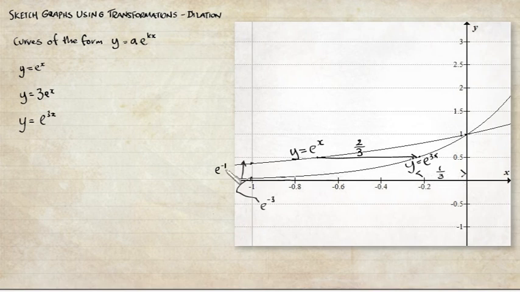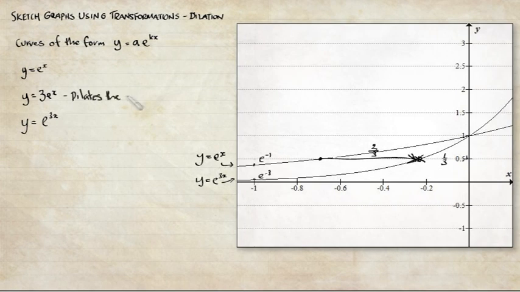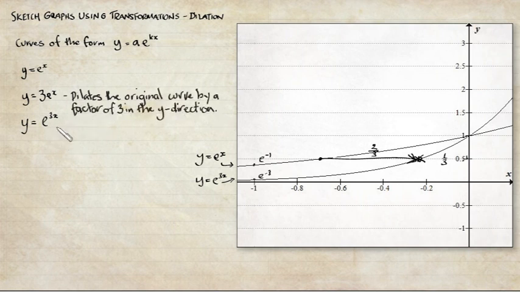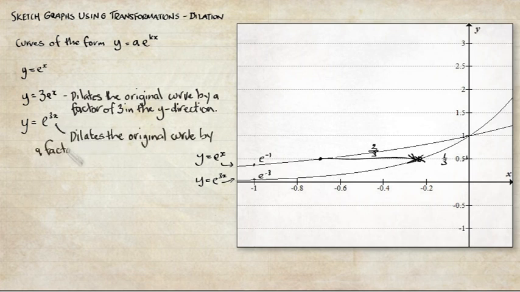So in summary then, our graph of y equals 3e to the x dilates the original curve by a factor of 3 in the y direction. Our second curve, y equals e to the 3x, dilates it by a factor of 1/3 in the x direction.